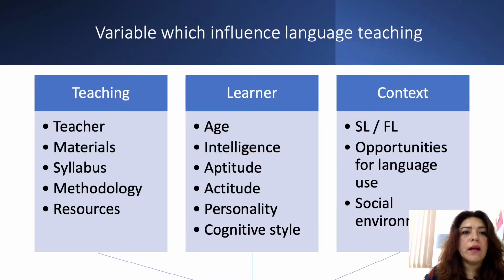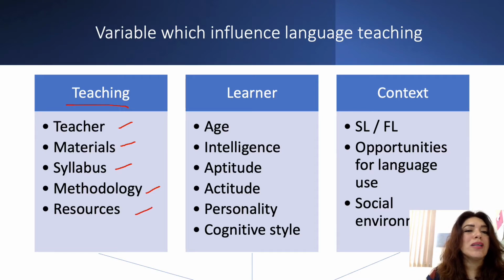We have here the variables which influence language teaching. This is a table adapted from a scan that provides an overview of the influences on language teaching. It consists of 5 boxes which represent the different types of variables in language learning. They are divided into 3 independent variables and 2 dependent ones. The first one makes reference to the teaching conditions under which learning is being conducted. Here we can find the teacher, the materials, the syllabus, the methodology, and the resources.